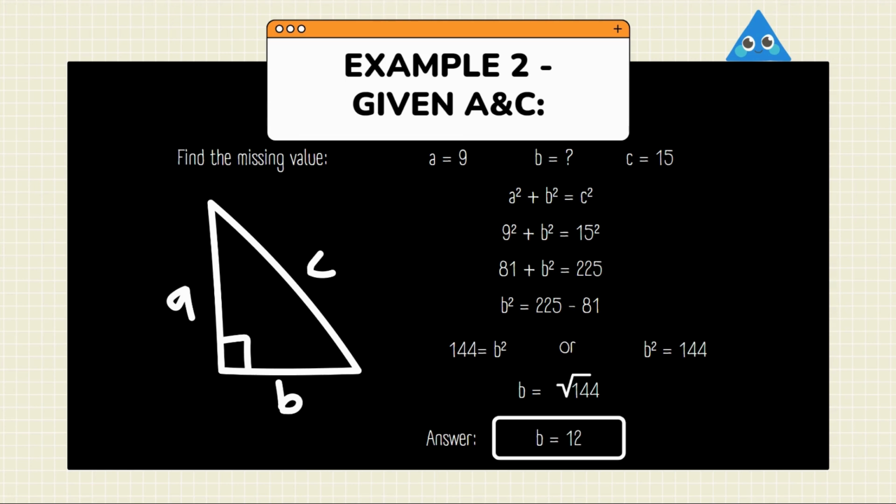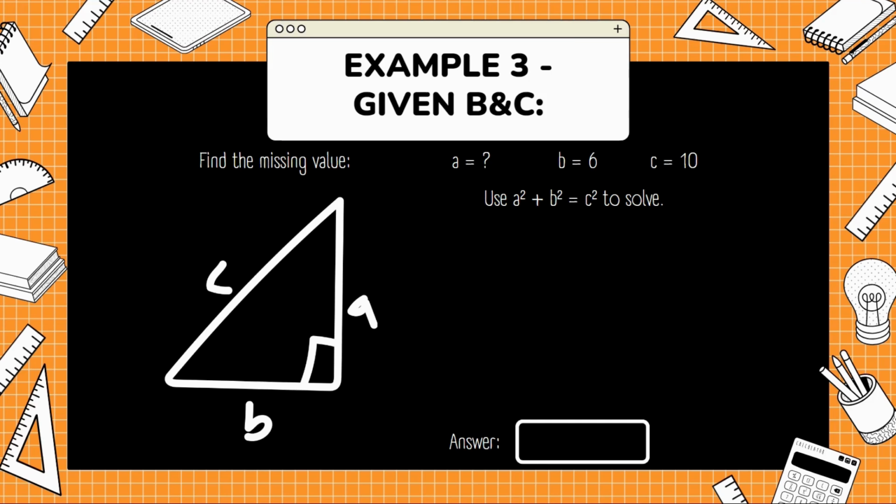So you subtract 81 on both sides. So b squared equals 225 minus 81. 225 minus 81 is 144. So b squared equals 144. And then you have to square root both of the sides again. So b squared square rooted is equal to just b again. 144 square rooted is equal to 12. So 12 would be the answer for this problem. So we know that b is equal to 12 when a is 9 and c is 15.